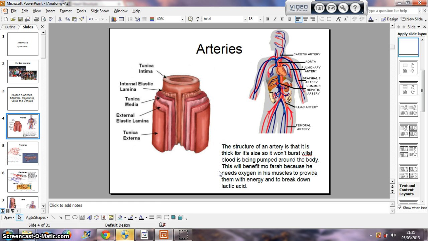The structure of an artery is that it is thick for its size, so it won't burst whilst blood is being pumped around the body. This would benefit Mo Farah because he needs oxygen in his muscles to provide them with the energy they need and to also break down lactic acid.